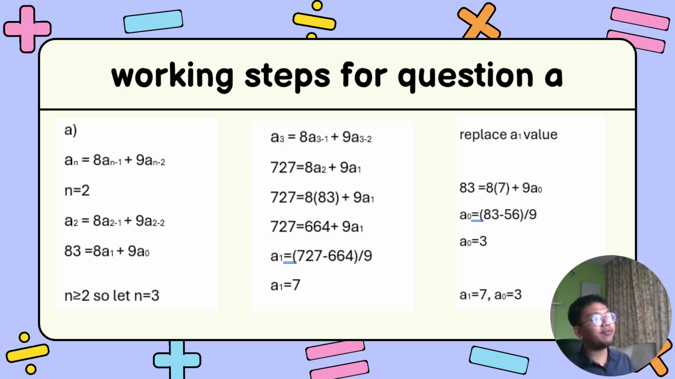Now we replace the a_1 value in the previous equation that we could not calculate earlier, and it will be 83 equals 8 times 7 plus 9 times a_0. Now we can find the value for a_0, which is 3. So the final value is a_1 is 7 and a_0 is 3.